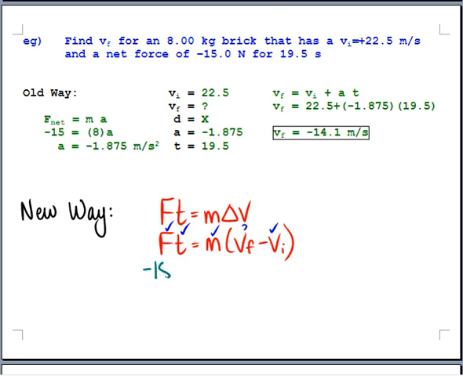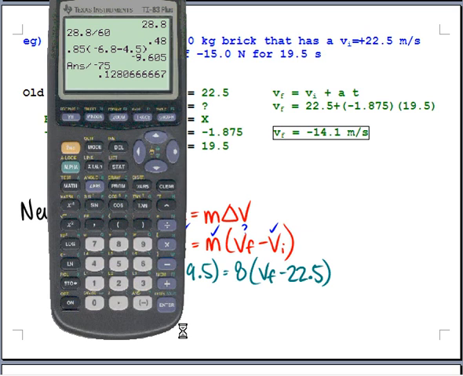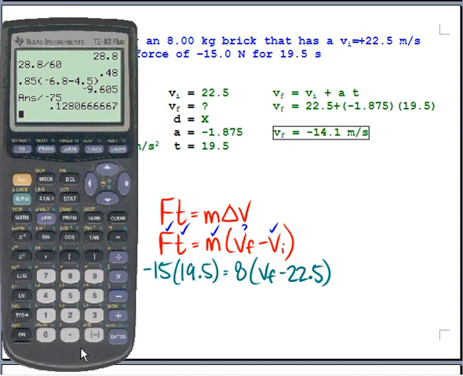So I could simply go negative 15 times 19.5 equals 8 times VF minus 22.5. You've got some options in terms of the algebra here. You could distribute the 8, multiply it by VF, multiply it by negative 22.5. I would actually divide out the 8. I think it's a bit quicker. So I'm going to do it that way if that's okay with you guys.